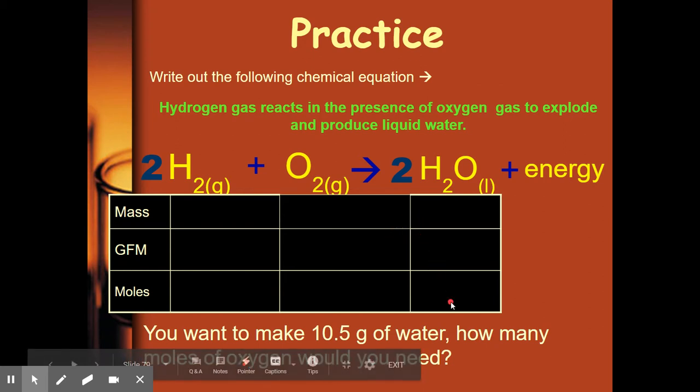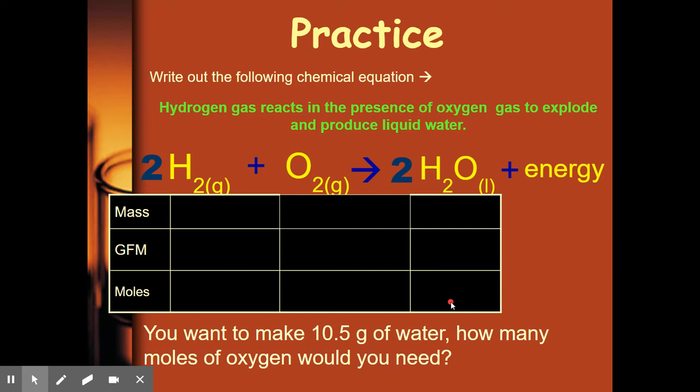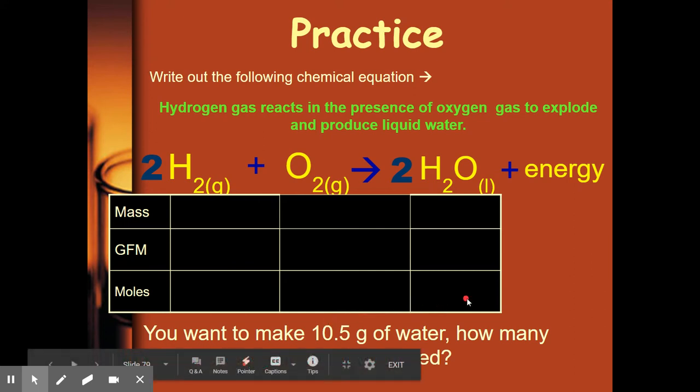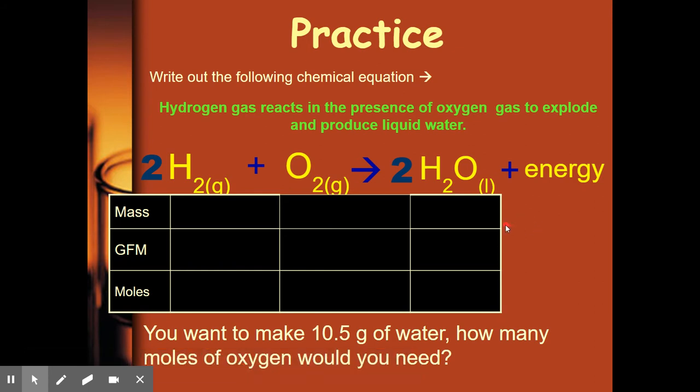You want to make 10.5 grams of water. How many moles of oxygen do you need? I apologize. I froze there mentally because I know I just wrote these notes. So question mark, we need to know how many moles of oxygen we need. That's our endpoint. And our starting point is they give us 10.5 grams of water. Okay. So now we have to go from grams of water to moles of oxygen.